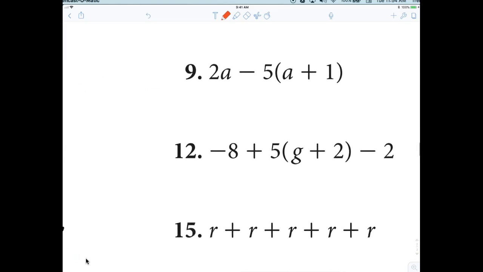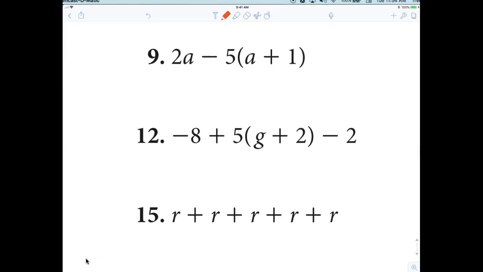All right, let's take a look now at number 9. The reason why I have a problem with number 9 is because I have to do what? What did we do yesterday? We have to distribute the -5. When I distribute the -5, I want everybody to write down 2A minus 5A minus 5. Now look up real quick and make sure you see what I did. I multiplied -5 times A and -5 times positive 1. Girls in the back, are you all right with that?